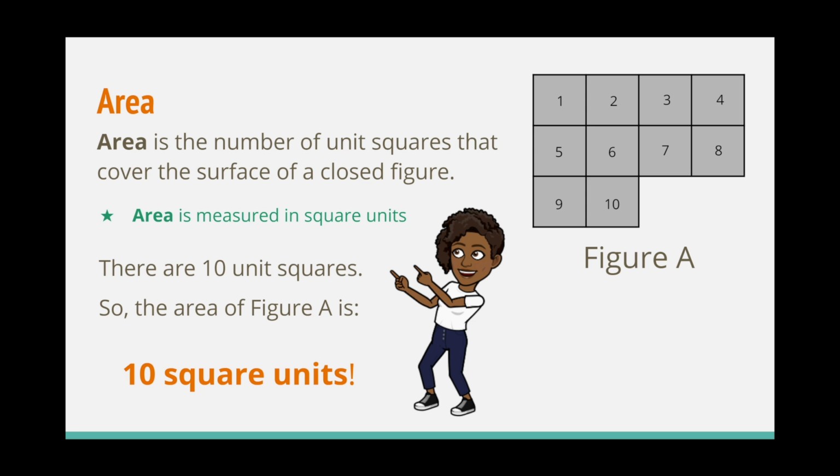So last time we talked about this word called area, and so we're going to review. Area is the number of unit squares that cover the surface of a closed figure. A figure is the shape here that has the squares inside. We measure the area in square units. So this shape has 10 square units because there's 10 squares.